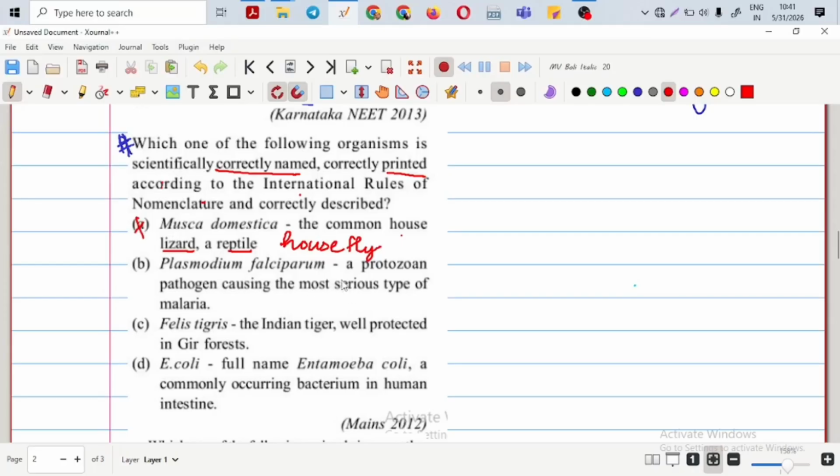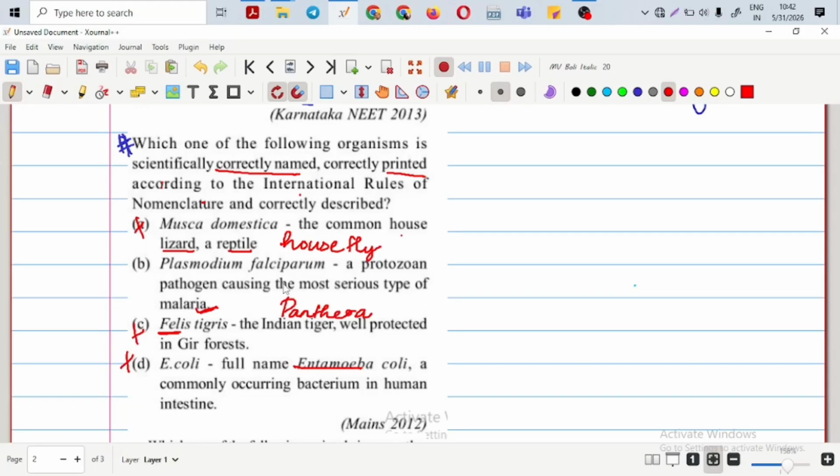Okay, Plasmodium falciparum, a protozoan pathogen causing a serious type of malaria. That is true. That is again true. Felis tigris, Indian tiger, well protected in Gir forest. Actually, it is not Felis tigris. It is Panthera tigris. Okay. E. coli, Endamoeba coli, common name occurring in bacterium in human intestine. No, it is Escherichia coli. So these other three are wrong. The correct answer is Plasmodium falciparum.